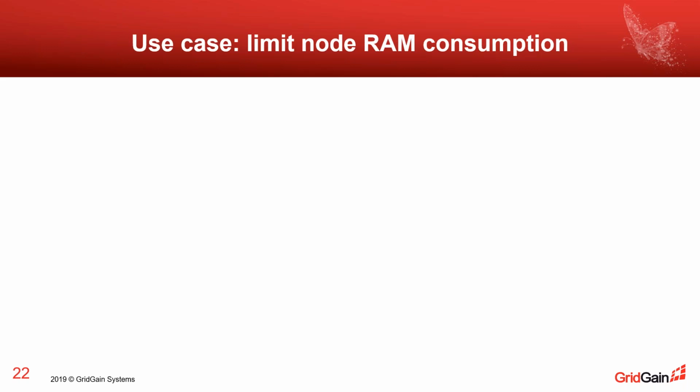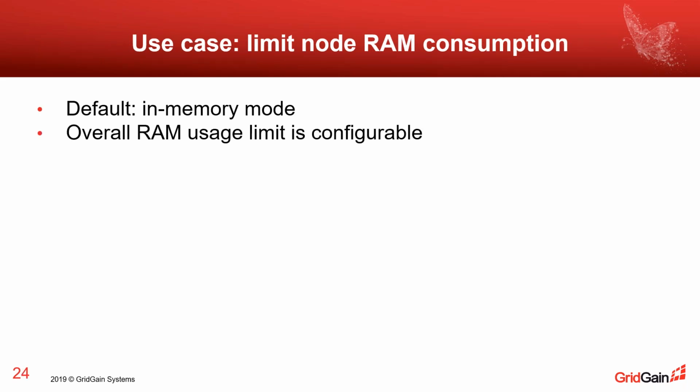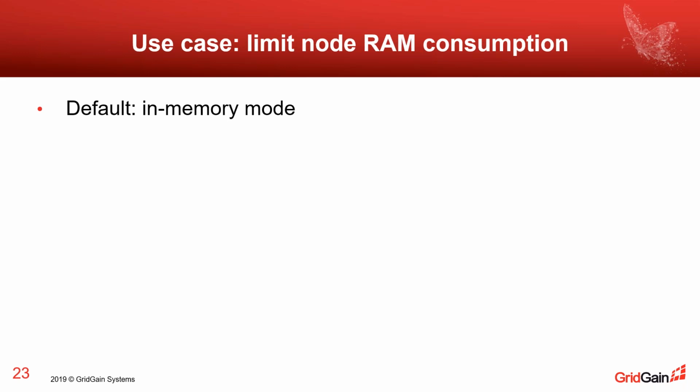Let's start with limiting the RAM consumption of your Ignite node. Why might you want to do it? First of all, it's completely okay to limit your consumption because your Ignite cluster may share the same hardware as another cluster. For example, you may want to set up a deployment of Ignite and Kafka clusters on the same hardware, and Ignite will do part of the job and Kafka will do another part of the job.